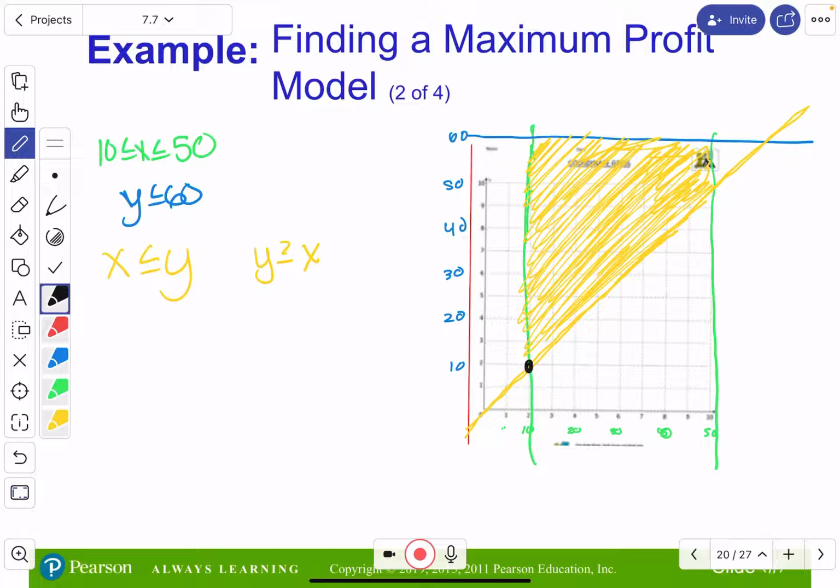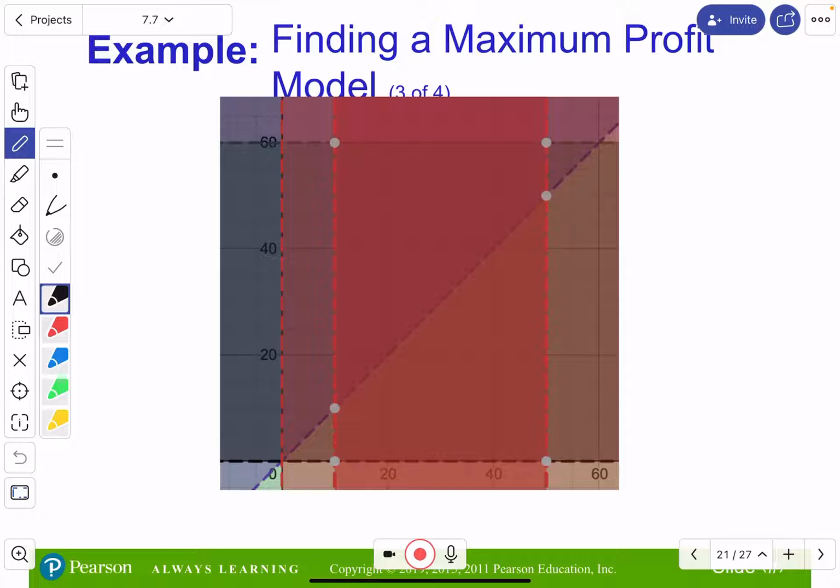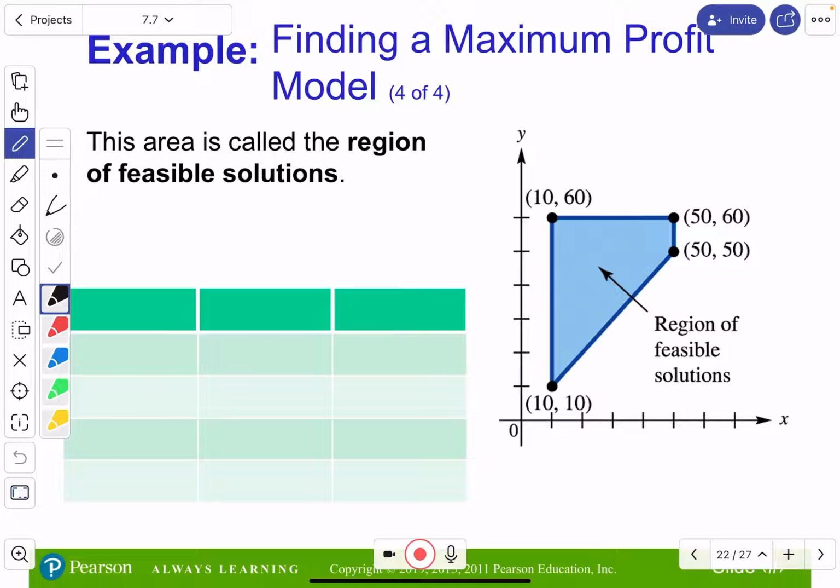Now we're going to find the coordinates of each of these points, each of the corners. So this is 10, 10. This is 50, 50. This is 50, 60. And this is 10, 60. So I read the word problem to come up with my inequalities, graphed the inequalities, found the corners. If you use Desmos, just graph them all, write them all on the side over here, and then you get those same things by hovering over those gray points. It'll give you the same coordinates.